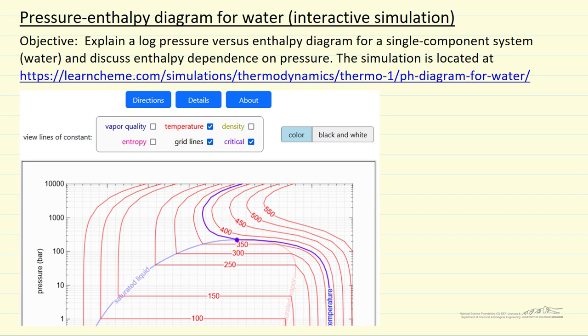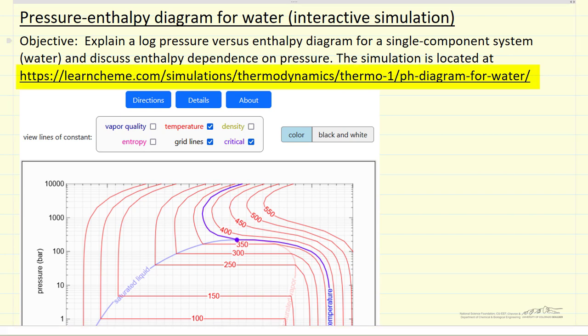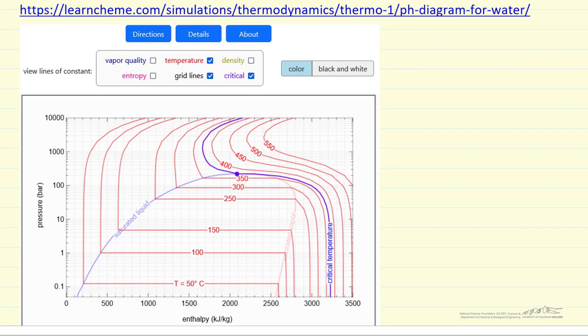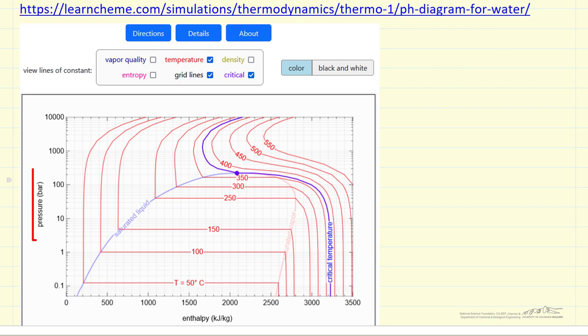I'm going to explain how to use a pressure enthalpy diagram for water, an interactive simulation that allows us to better understand this kind of diagram. The location is given by this link, and if we look at the diagram, we can see that we're plotting log of pressure versus enthalpy, and then we can decide which lines we want to look at.